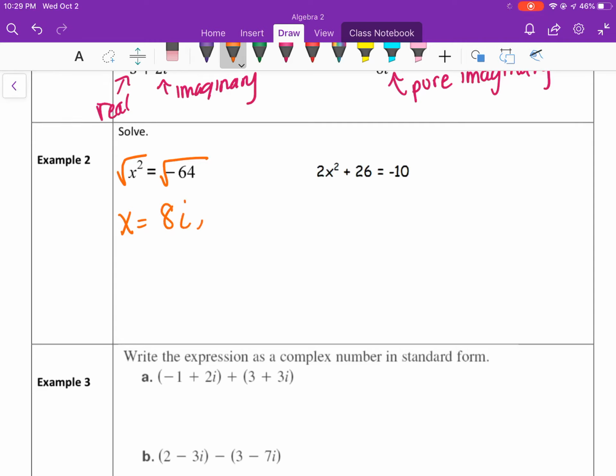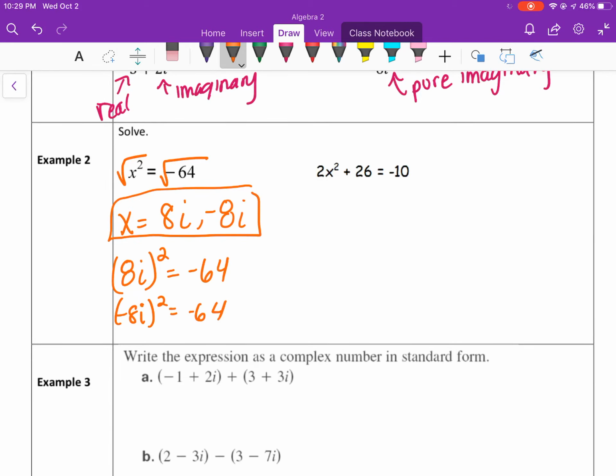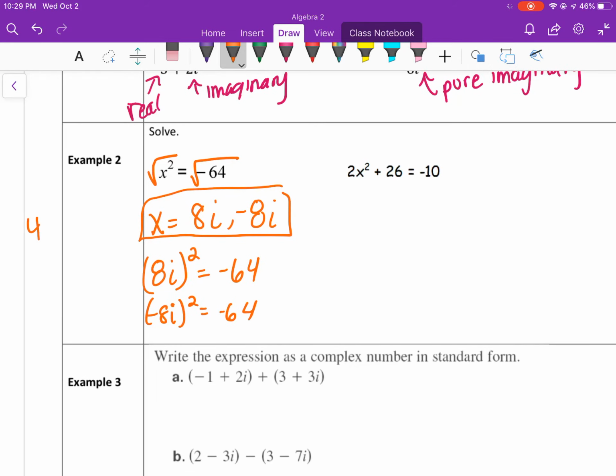And it's actually positive and negative 8i, because 8i squared would be negative 64, and negative 8i squared would be negative 64. So you have two answers, 8i and negative 8i. Just like 4 squared is 16, and negative 4 squared is 16. So if x squared equals 16, x can either be 4 or negative 4.